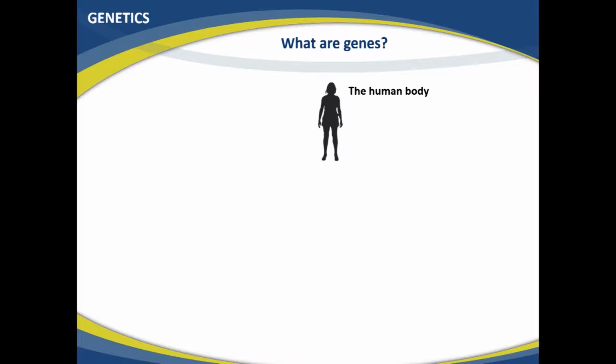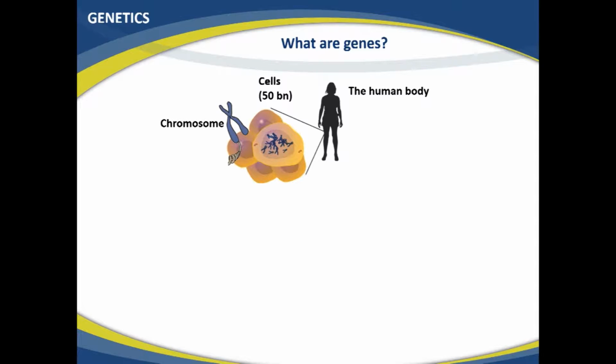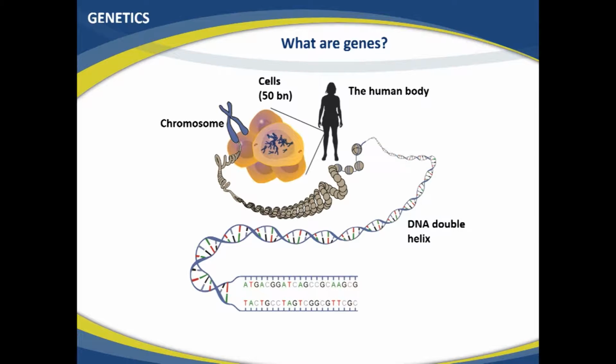The human body consists of around 50 billion cells, and every cell, with some exceptions, red blood cells for example, but most of the other cells have a cell nucleus. And the cell nucleus contains chromosomes. And these are these X shapes that you see here. And if you take a closer look at a chromosome, you see that it is a very tightly wound thread. And this thread is the DNA double helix. And that is where we have the genetic code. In other words, the blueprint of the body, really the information how the body needs to be built.